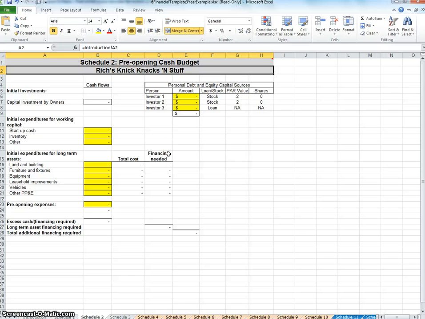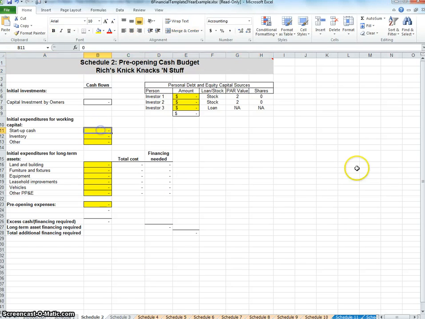So then we're going to jump to tab 2, or schedule 2, which is a pre-opening cash budget. So how much money do we have to have on hand to start this business? So for my little knickknacks and stuff, I'm going to say I want to have 20 grand in cash. I need 50,000 worth of knickknacks in inventory, and I might have a few other oddball assets. We'll say 5,000.